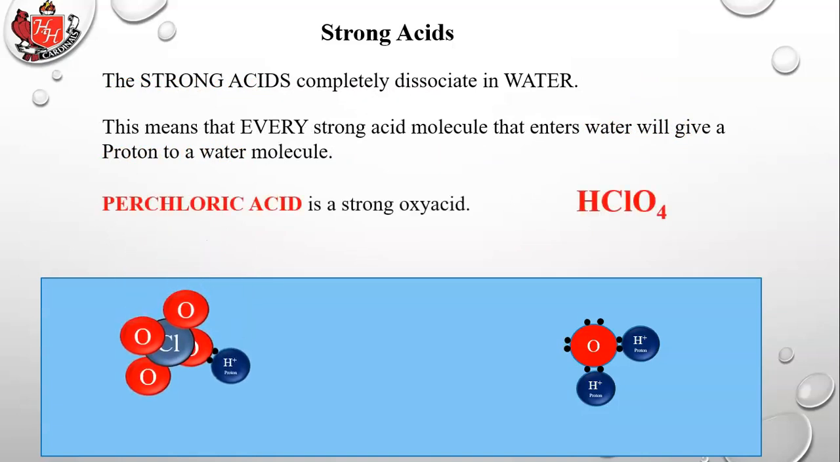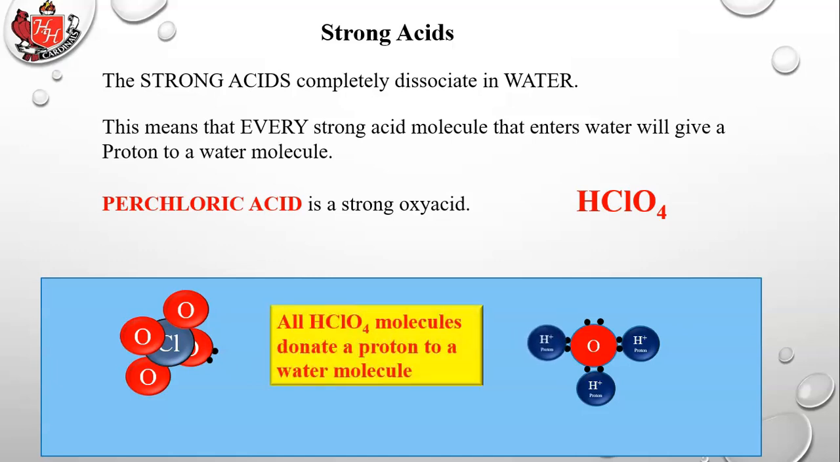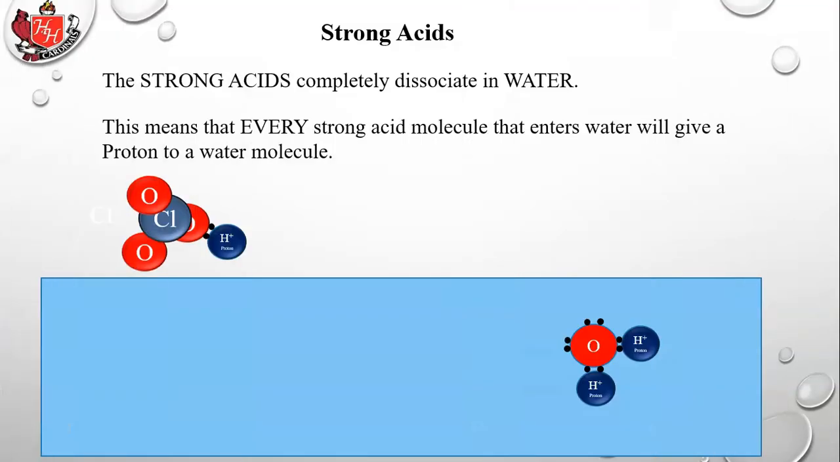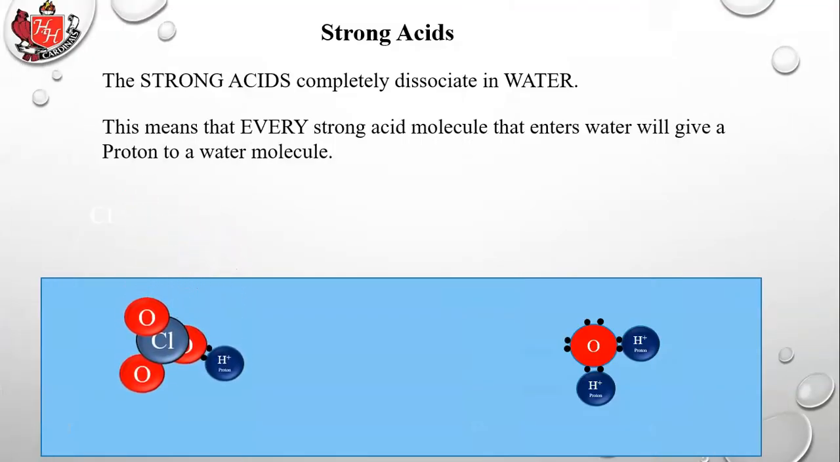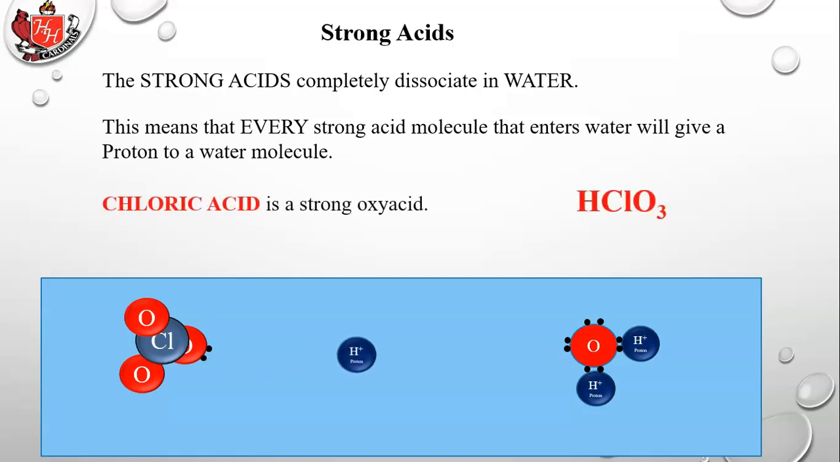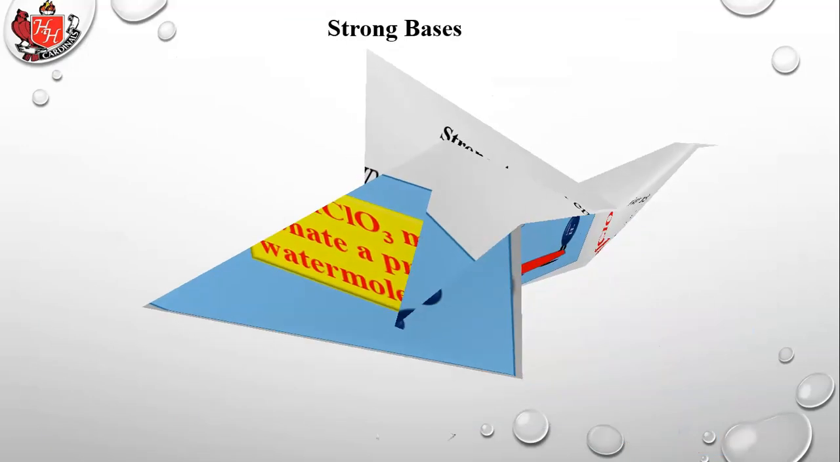So here's perchloric acid, HClO4. It gives up its proton, and all HClO4 molecules donate a proton to a water molecule. Here is chloric acid, HClO3. It donates a proton to the water molecule 100% of the time.